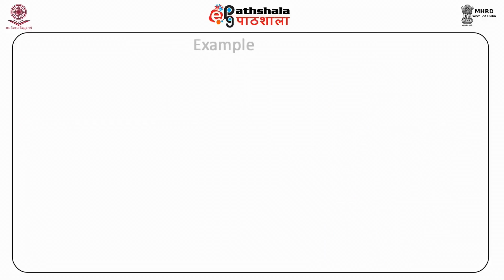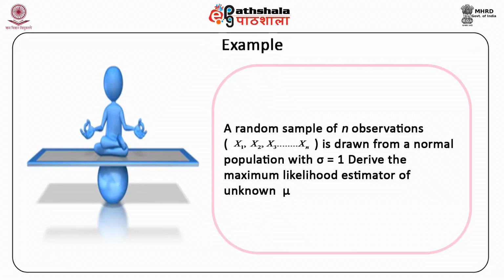Let us discuss it with the help of an example. Let's take a random sample of n observations, x1 to xn, which is drawn from a normal population with sigma equal to 1. Sigma means the standard deviation equal to 1. Derive the maximum likelihood estimator of unknown mu.